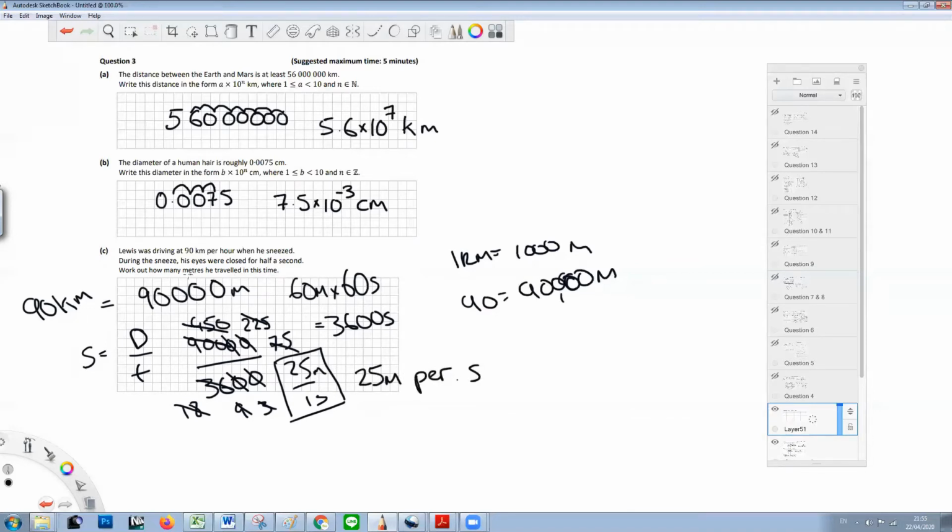Now, he closed his eyes for half a second. Okay, so if he closed his eyes for half a second during the sneeze, how many meters did he travel when his eyes were closed? Well, 25 multiplied by 0.5 is going to be 12.5 meters. So that is your answer to that. Okay, hopefully that's clear. Next one.